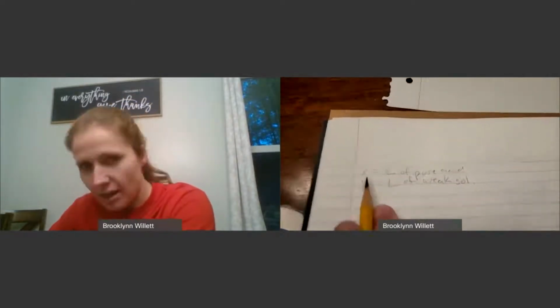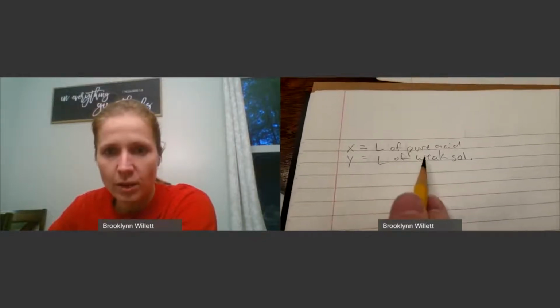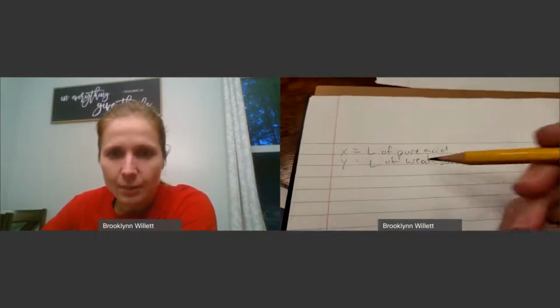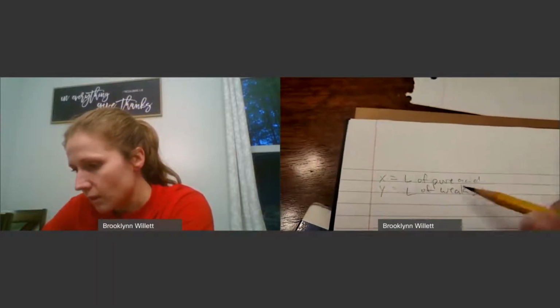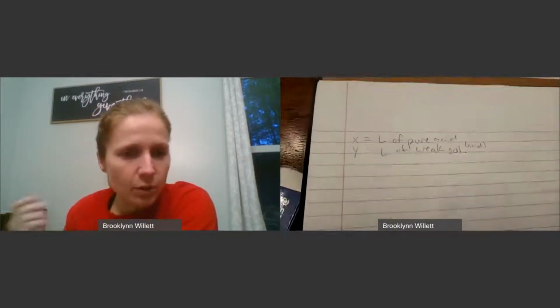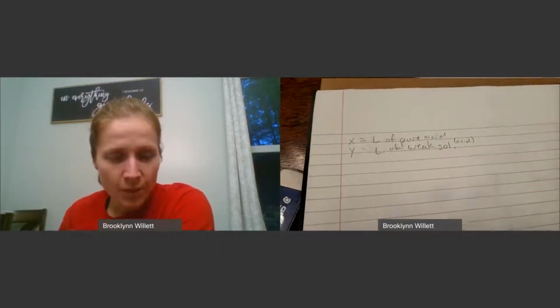So we've got X is liters of pure acid, and Y is going to be liters of weak acid solution. It still has acid in it, it's just the weaker solution. So I'm going to try to solve this without a table.